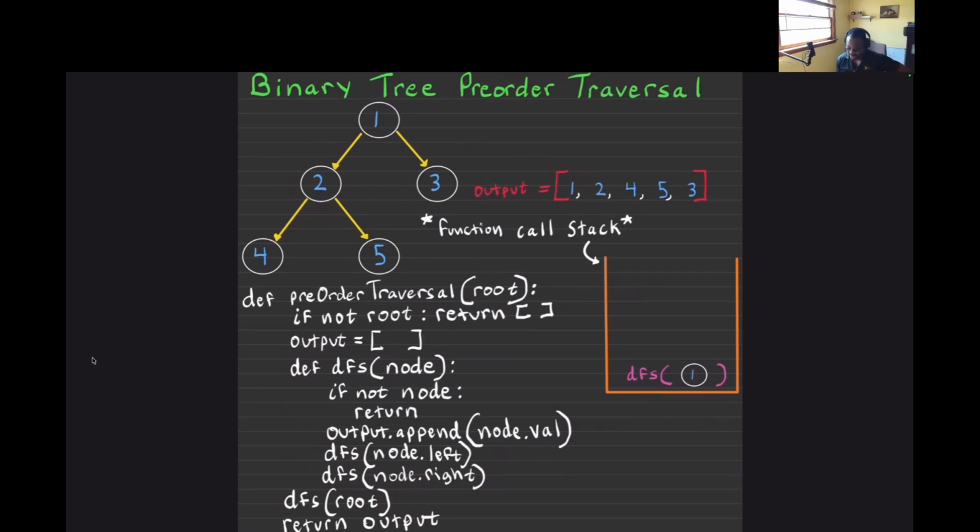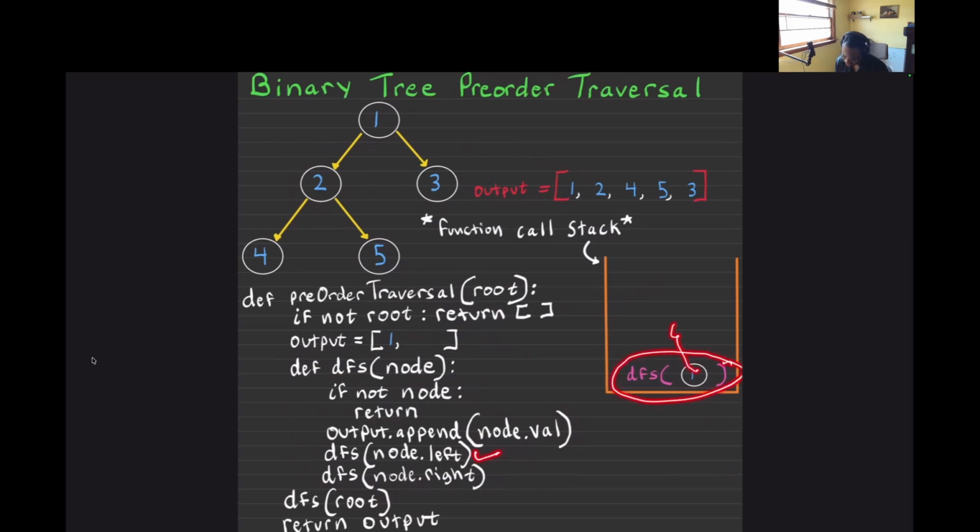So now that we're inside of this function call, what do we say? Well, technically we first say if not node, return. There's clearly a node, right? So then we say output.append node.value, okay? So the output now gets the value of 1 from the root node, right? So output has this in there, okay? All right. And then we call DFS right here.